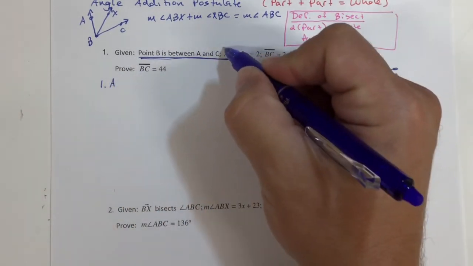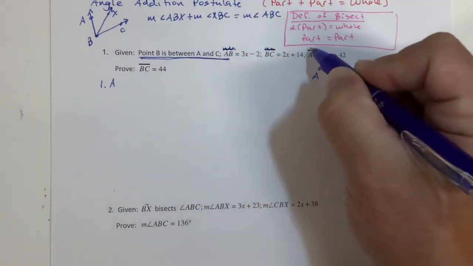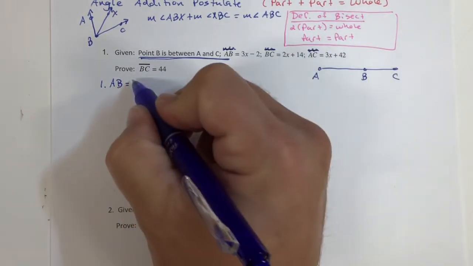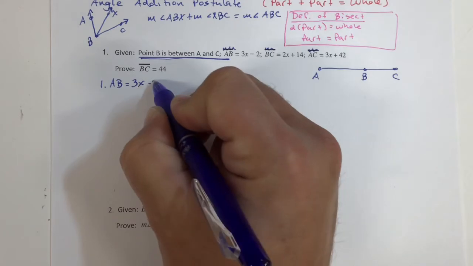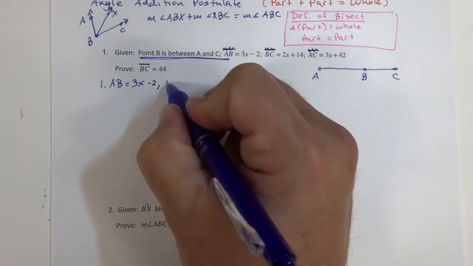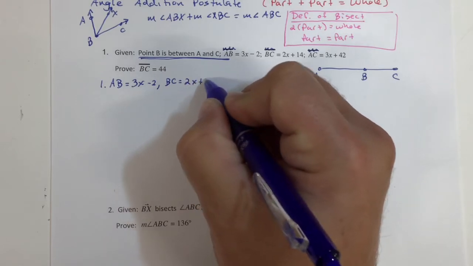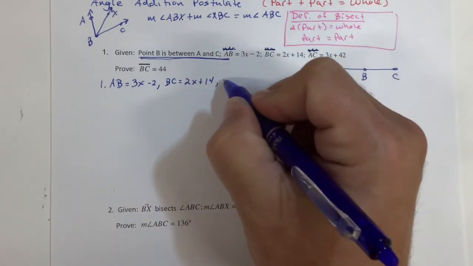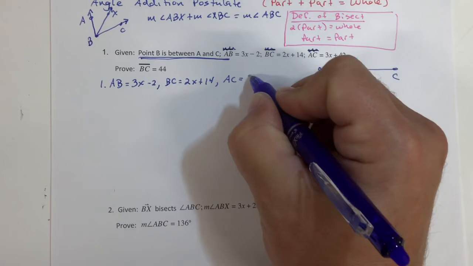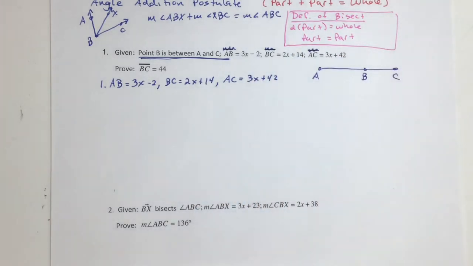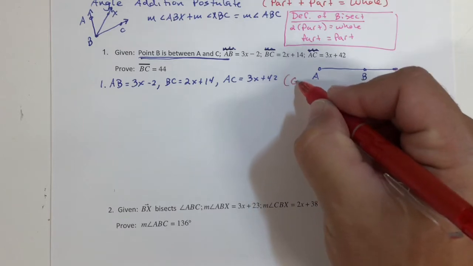There really shouldn't be segment lines there, because we're saying lengths are equal. So AB equals 3x minus 2. BC equals 2x plus 14. And AC equals 3x plus 42. That is all given to me, and I'm running out of room here, so I'll just write given right here.